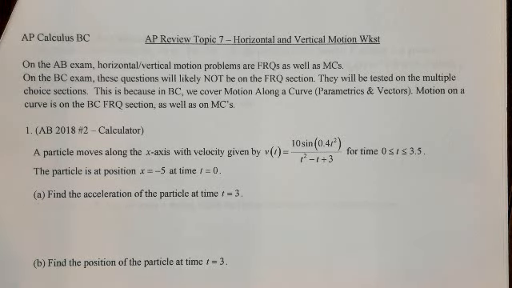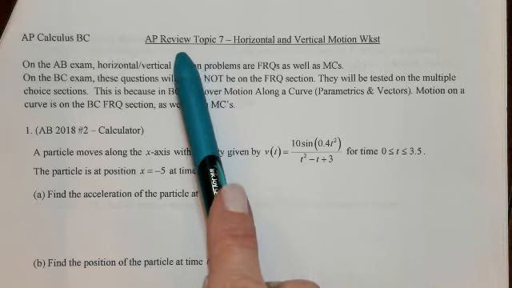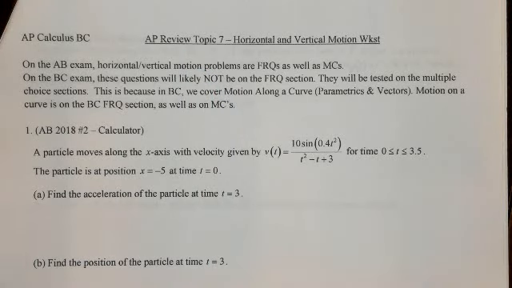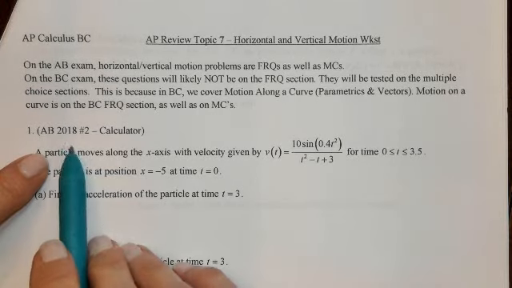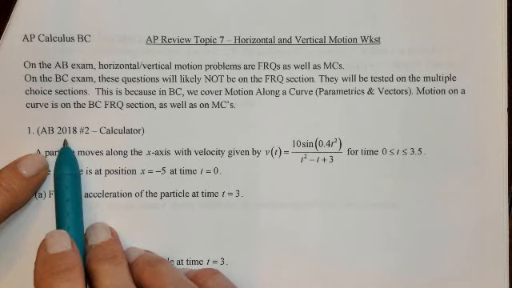This video will cover our worksheet packet from FRQ Topic 7, which is horizontal and vertical motion or rectilinear motion. We're going to begin with the problem from 2018. This is from the AB test from 2018.